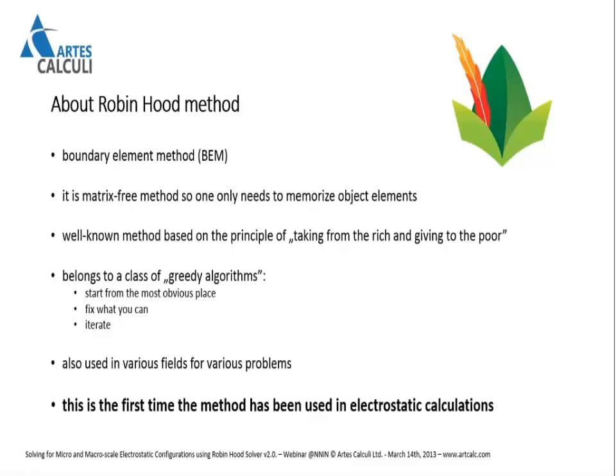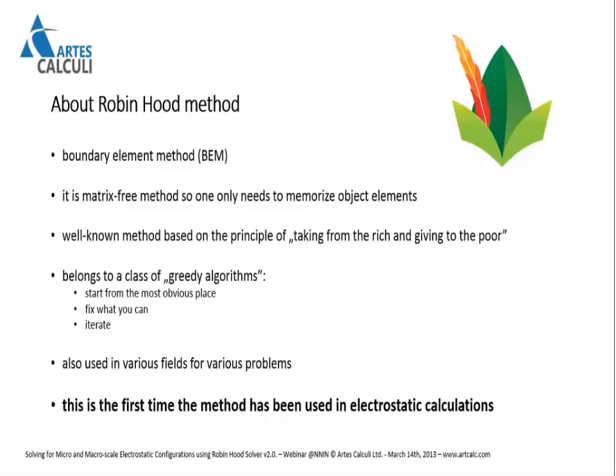The Robin Hood method itself is well known, and it is based upon the principle of taking from the rich and giving to the poor. It belongs to a class of greedy algorithms. They are called that because they start from the most obvious place at the beginning of a problem, then fix what they can, and then iterate a designated number of times. The Robin Hood method has been used for many years in various fields for various problems, but this is the first time that the method has been used in electrostatic calculations.